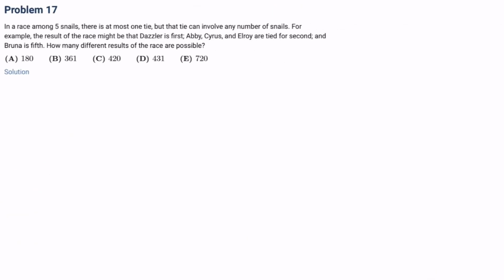Number 17, in a race among 5 snails, there is at most one tie, but the tie can involve any number of snails. For example, the result of the race might be that D is first, A, C, and E are tied for second, and B is fifth. How many different results of the race are possible?